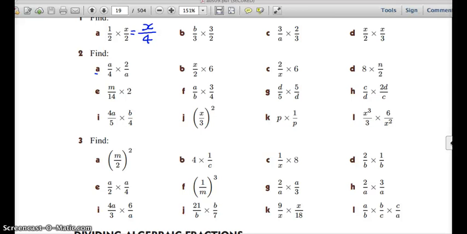You could cancel out the A, that'd be another way of doing it. You could go ahead and do it that way. Cancel them out straight away. 1 times 2 is 2. 4 times 1 is 4. That simplifies to 1/2. You could do it that way. Can you see, Harry, there's another way of doing it?